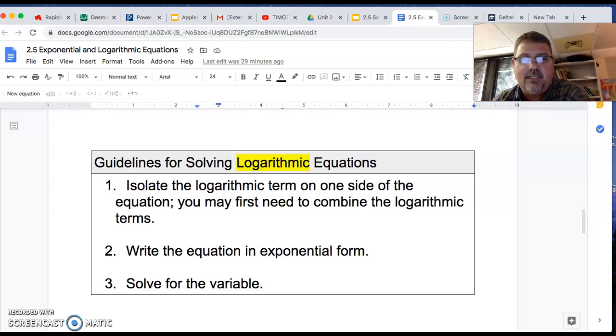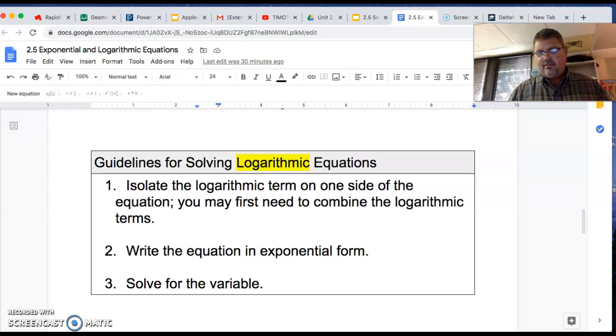The first thing is isolate the logarithmic term on one side of the equation. Now, you may need to combine the logarithmic terms. That means you're going to use your laws of logarithms to combine them if needed and write the equation in exponential form. At that point, you're just going to solve an exponential equation. And I think a lot of times it'll just be linear, or it could be quadratic.